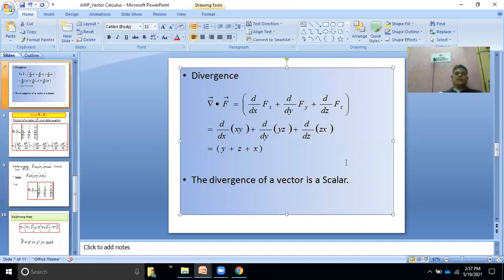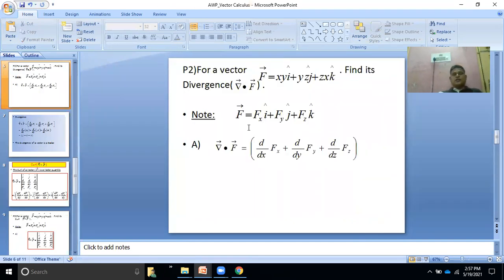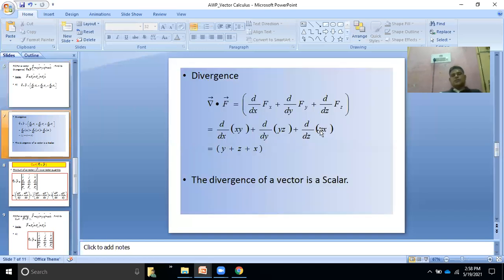See here, the divergence of a function f is equal to d by dx of fx plus d by dy of fy plus d by dz of fz. Here, for d by dx of fx, just simply substitute the fx value. Here fx is xy, fy is yz, and fz is zx. Just simply substitute here.